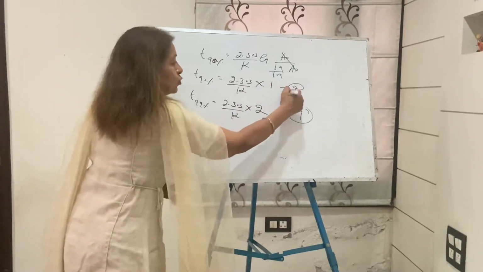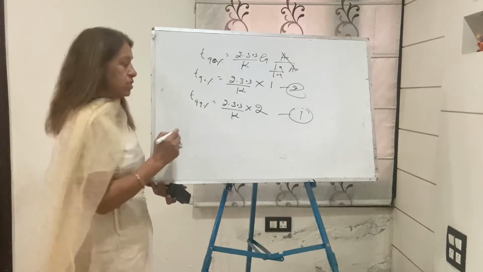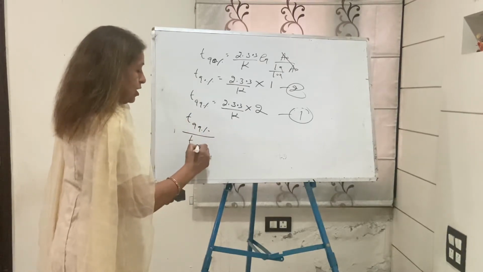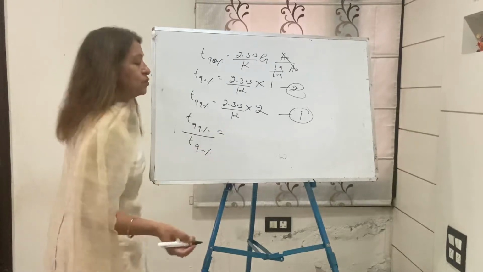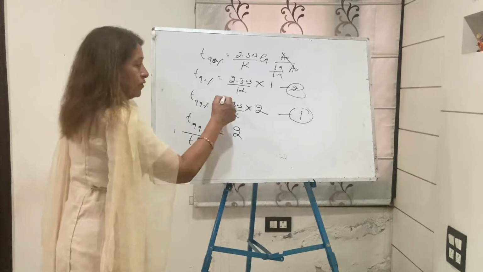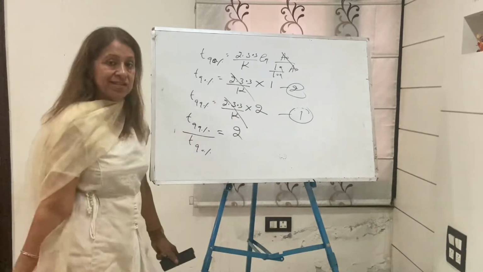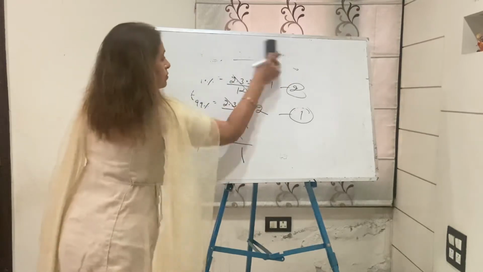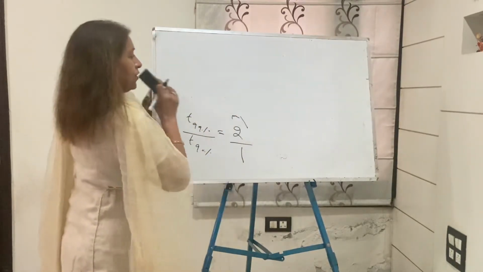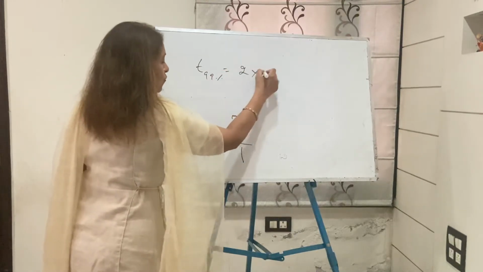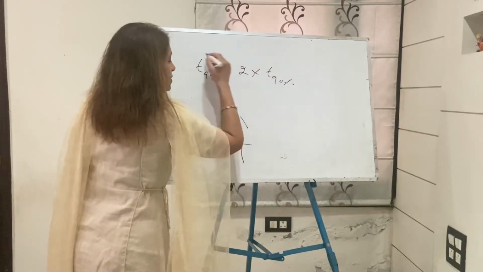Make it equation 2. You divide these two equations: T99% divided by T90%. I think it's very much clear. 2.303 and K will cancel. It's 2 by 1. So your answer will come T99% is equal to twice of T90%.